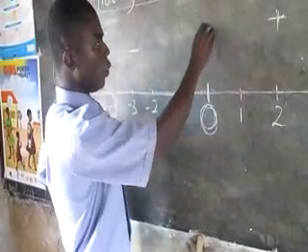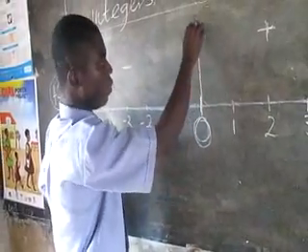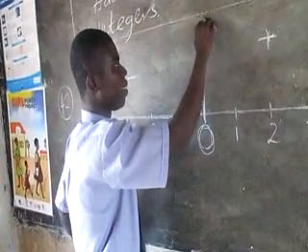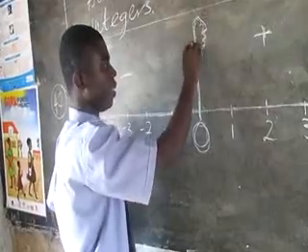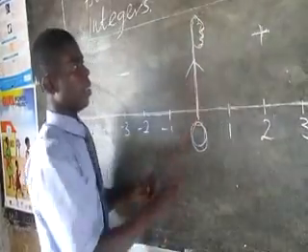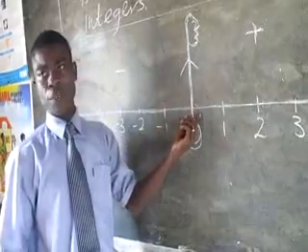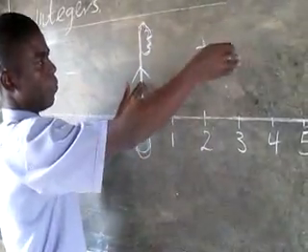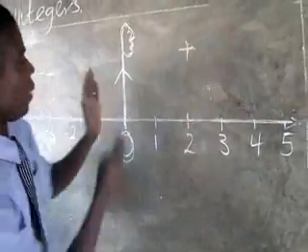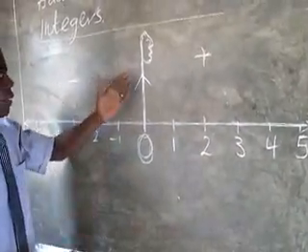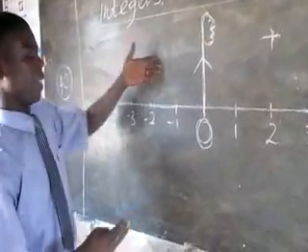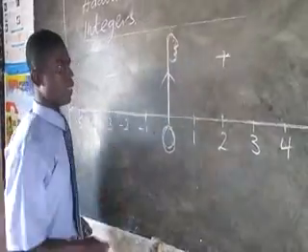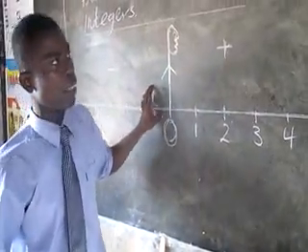So I always use maybe a human being like this. Then the person standing at point 0 at the center of it, looking at the positive direction. This is the positive direction. And the back of the person, that's the negative direction. Good. So you can use this number line to simplify integers.